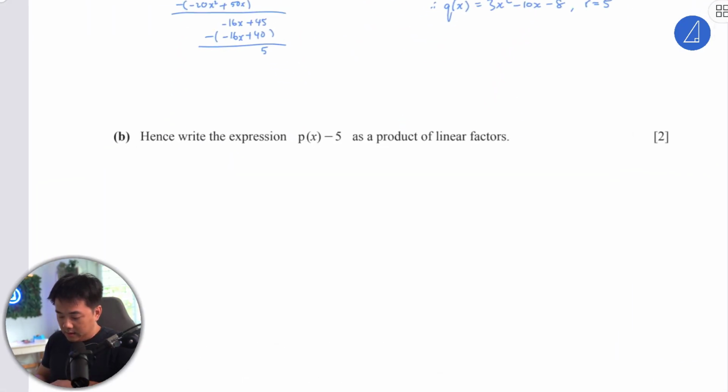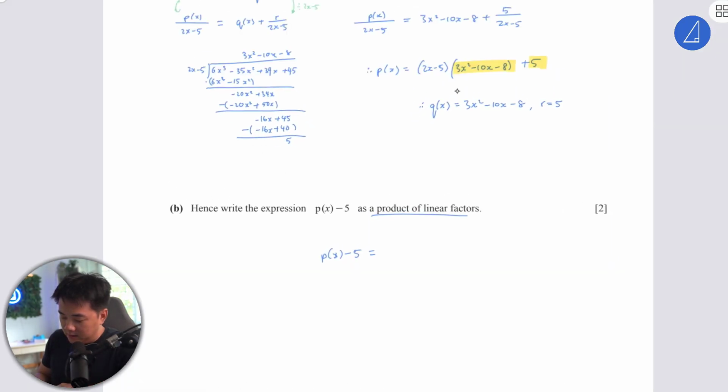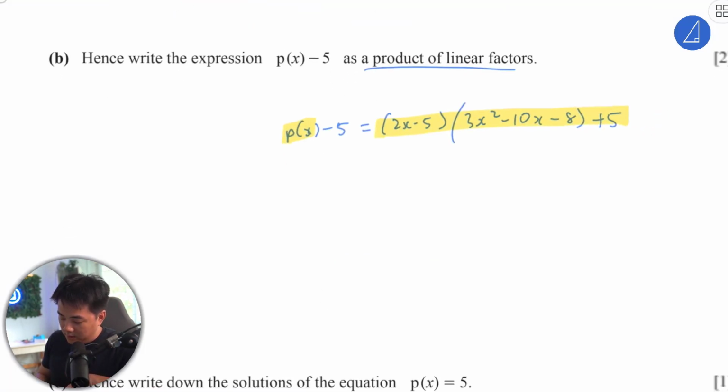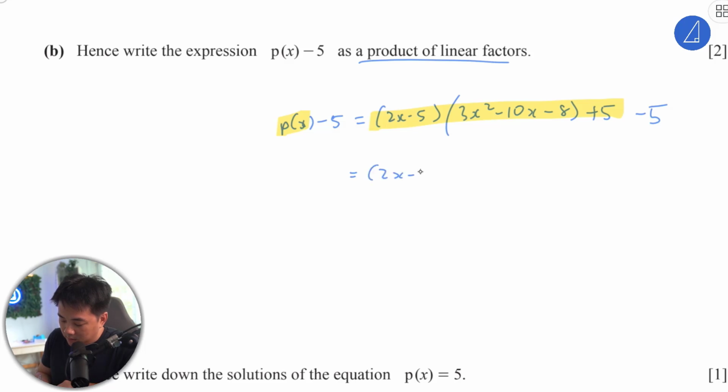So hence, write the expression px minus 5 as a product of linear factors. What we do is just rewrite this entire thing here. Px is this thing, right? We just write it down. So this is 2x minus 5, 3x squared minus 10x minus 8, plus 5, minus 5. So all I did was replace my px in, including the minus 5 there. So this 5 minus 5 will be 0. Then I could just see what I'll get here. This will be 2x minus 5, 3x squared minus 10x minus 8.